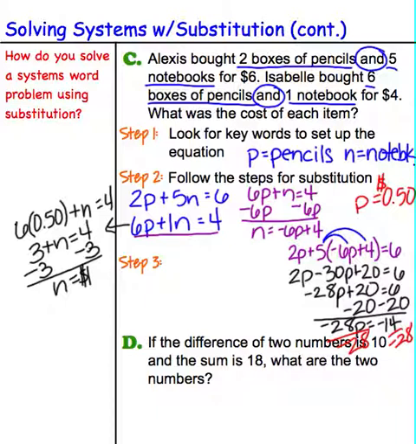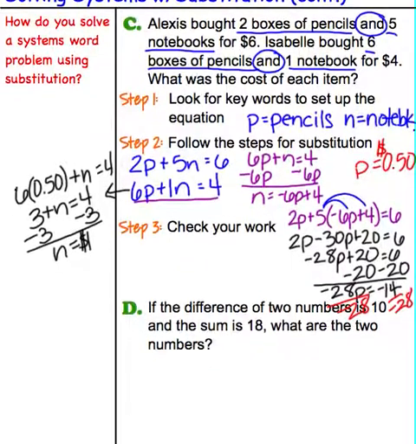So then obviously, finally, your last step is to check your work. So I'm going to let you go ahead and check to make sure, because if you think about it, 2 pencils at 50 cents each is $1, plus 5 notebooks at $1 each, that's $5. $1 plus $5 is $6. And we already checked the other one to see that it is true.